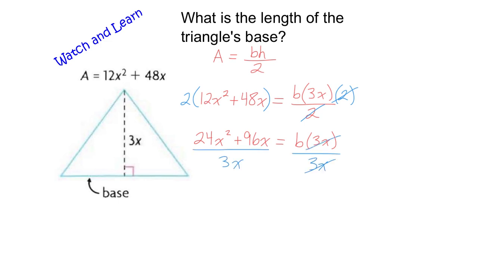So if I divide by 3x, I end up with just b on the right-hand side, and then 24x squared divided by 3x is 8x, and 96x divided by 3x is 32. All right, so the base of the triangle is 8x plus 32. And just for fun, let's factor that to make it look a little nicer. 8 is the greatest common factor of 8 and 32. We're left with x plus 4. So the base is 8 times x plus 4.